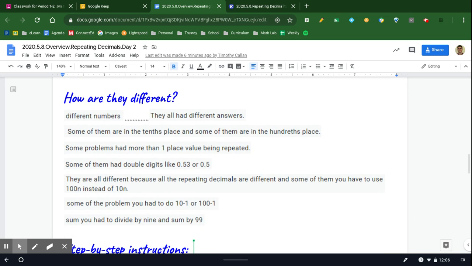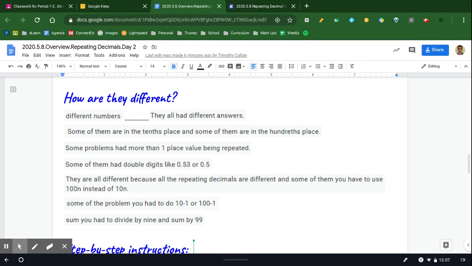Moving into how they are different, several students started with the obvious, that the numbers are different, so they'll have different answers. Nice, the next few people said some are in the tens place, some are in the hundreds. Next person, some problems have more than one place value being repeated. And the next person even put examples. Obviously hard to put the repeating sign in the computer code, but 0.53 repeated or 0.5 repeated. So people are really starting to look at the slight but very important differences. Speaking of the number of place values being repeated, the next person said all different, because all the repeating decimals are different. Some of you have to use 100 n's instead of 10 n's. So again, seeing those important connections.